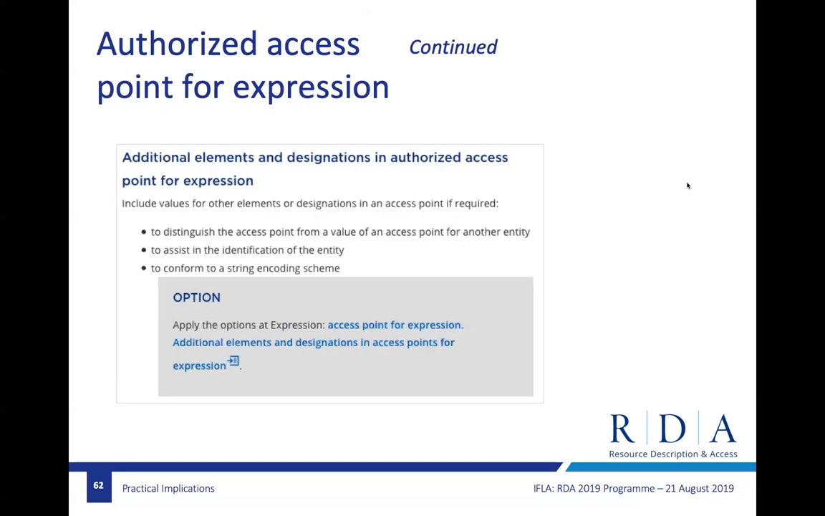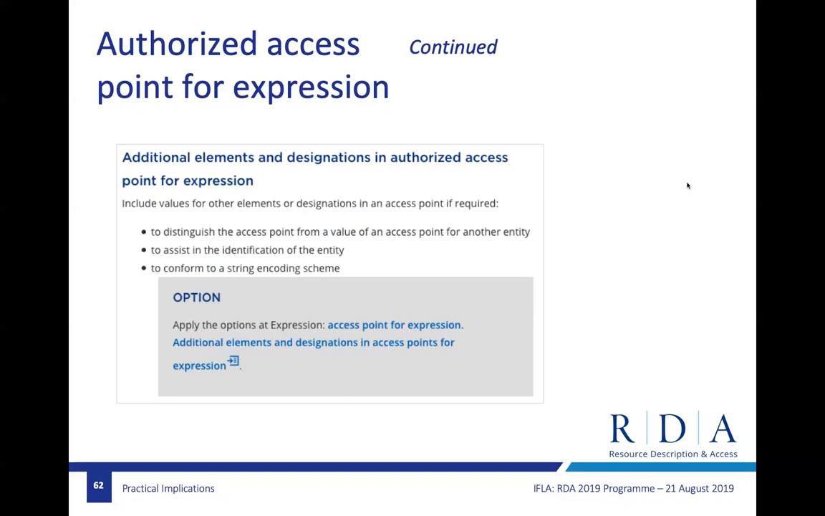So if I'm going to add things, what are they? If I scroll down far enough, I find additional elements and designations in authorized access point for expression. Include values for other elements or designations in an access point if required to distinguish the access point from a value of an access point for another entity. In other words, my expression and my work shouldn't have the same access point. To assist in the identification of the entity and to conform to a string encoding scheme, apply the options at access point for expression, additional elements and designations in access points for expression.